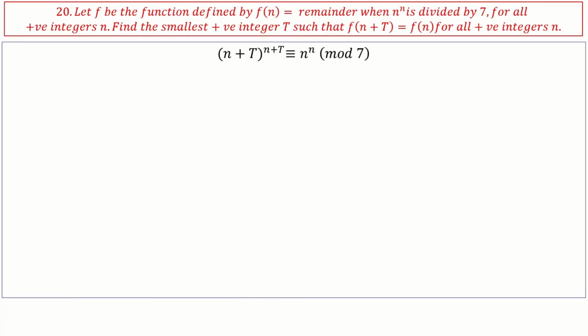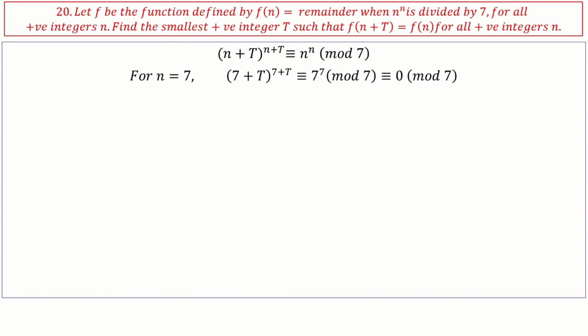The question is: n plus t whole to the power of n plus t is congruent to n to the power of n mod 7. Both these numbers, n plus t whole to the power of n plus t and n to the power of n, should give the same remainder when you divide by 7. This is the problem. Now find the smallest positive t which can satisfy this for all n. First, let's check for n equal to 7. What happens if n equal to 7?